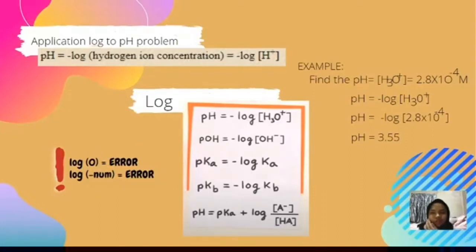So we have a little example to find pH, where H3O plus equals 2.8 times 10 to the negative 4 M. So pH equals negative log H3O plus, so we can convert the number: pH equals negative log 2.8 times 10 to the negative 4. So we get the pH, which is 3.55.